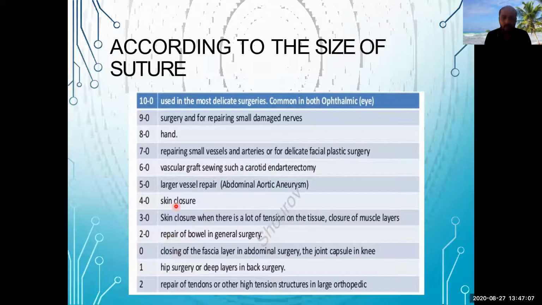And for vessel repairs and skin closure, it depends upon which kind of operation we are doing and which part of the skin we are suturing. If we have to cover skin with a thick layer of subcutaneous tissue, then we have to take a larger size of suture, like 2-0. If we have to cover a smaller subcutaneous tissue and skin, then we will use smaller sutures like 3-0, 4-0.